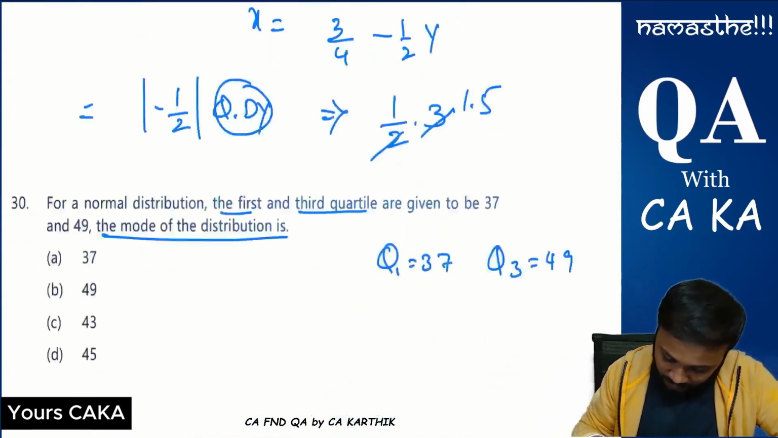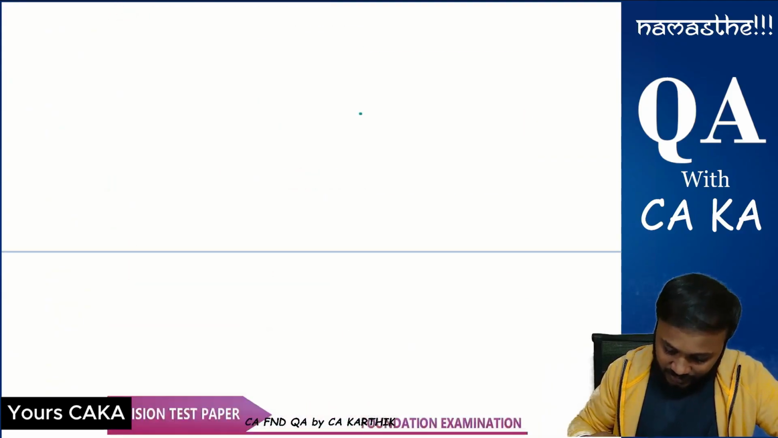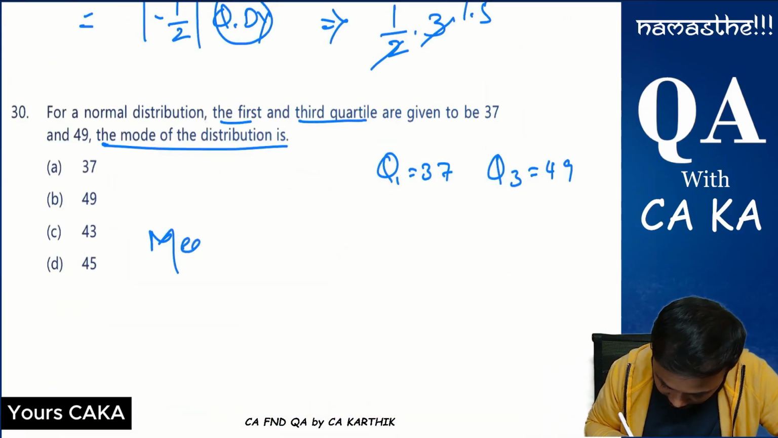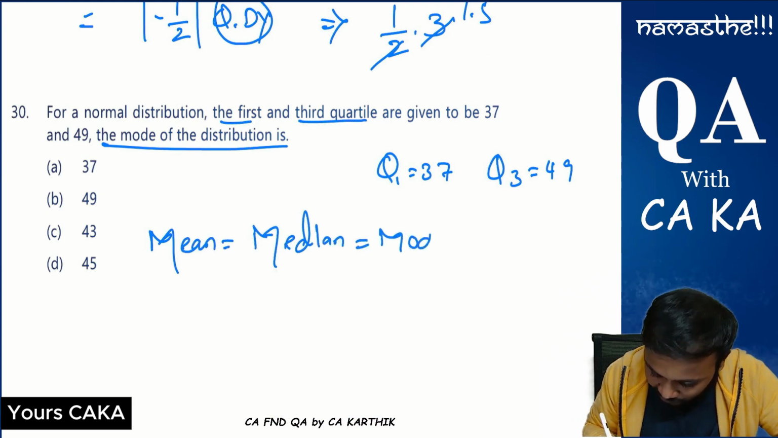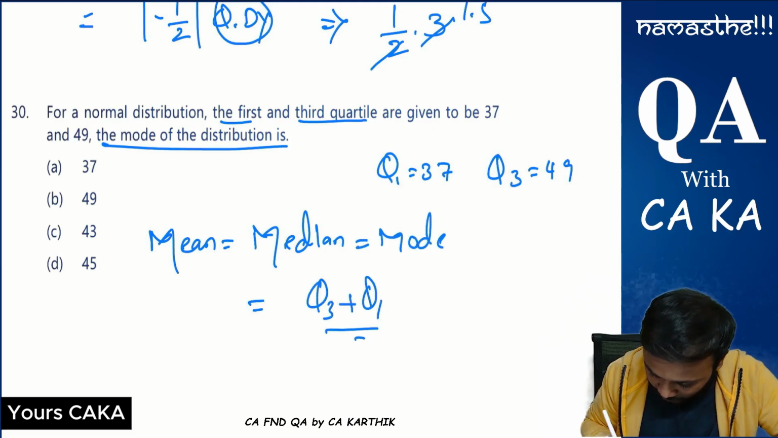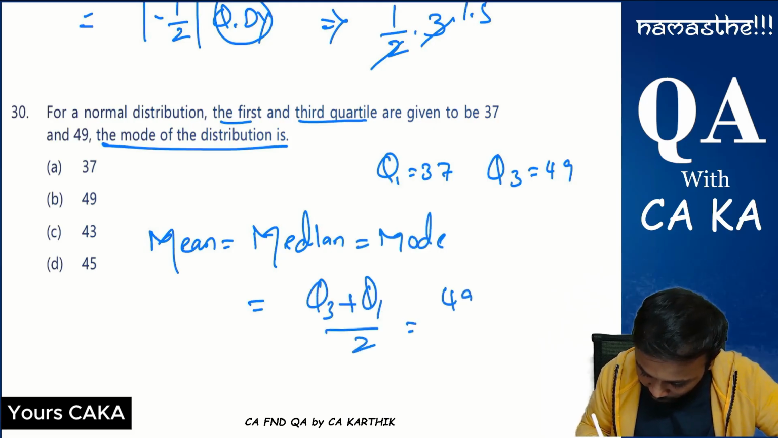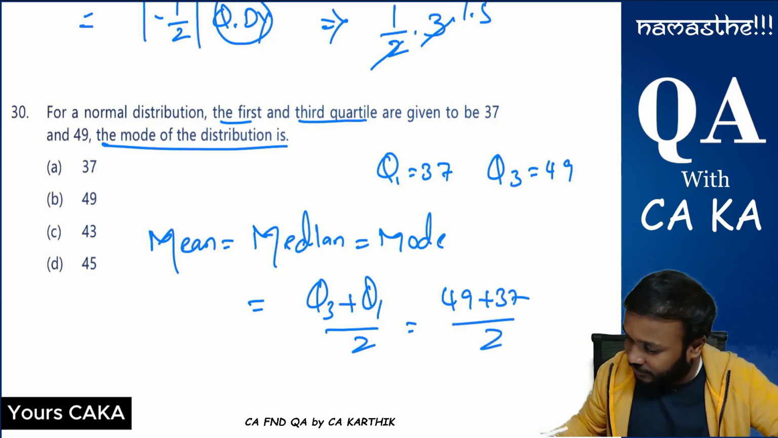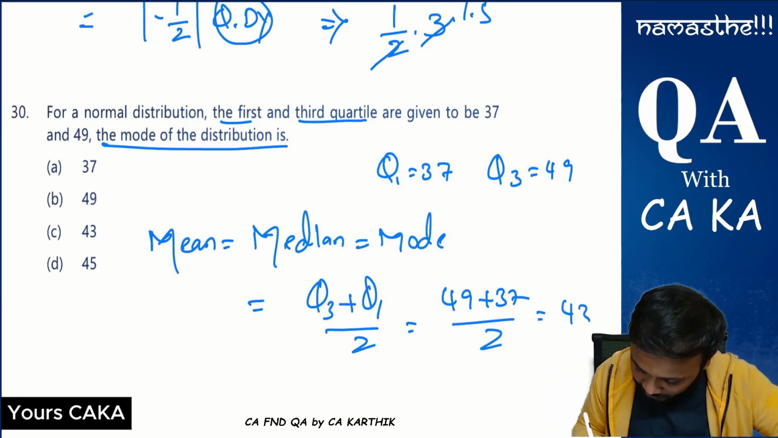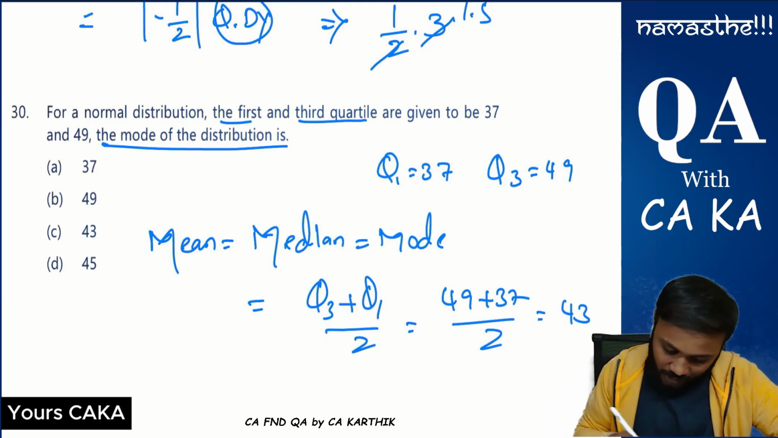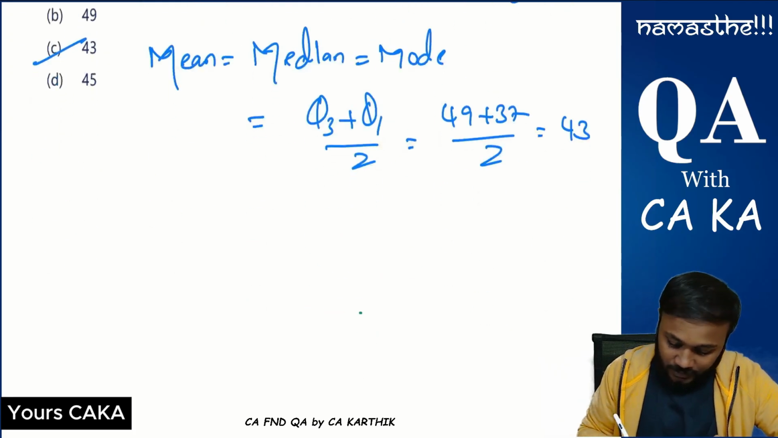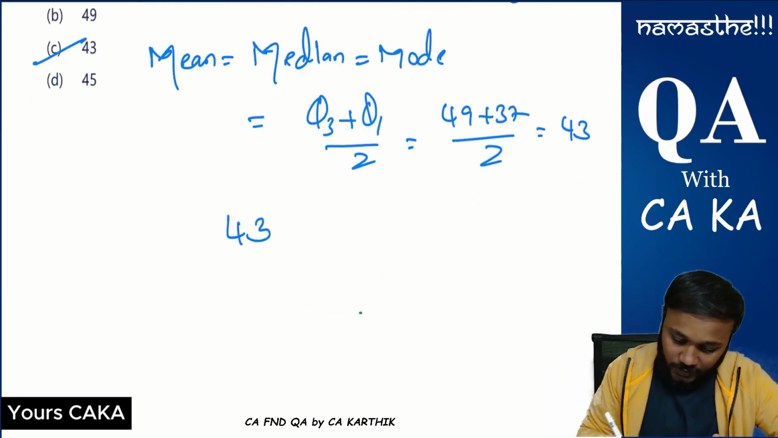I write the same thing again. So these are the answers. Mean equal to median equal to mode. What is the formula, sir? Q3 plus Q1 by 2. So apply the same thing: 49 plus 37 by 2. Use the calculator and tell me the answer, which is 43. Answer is 43.